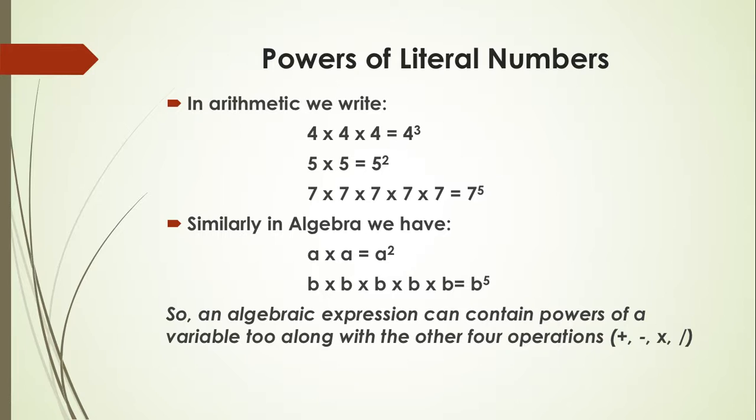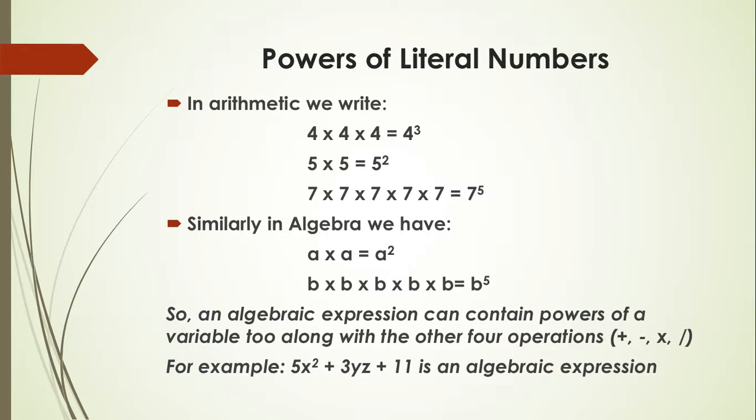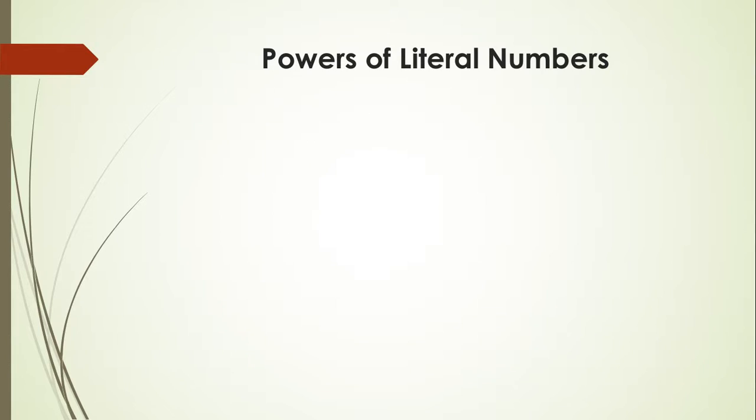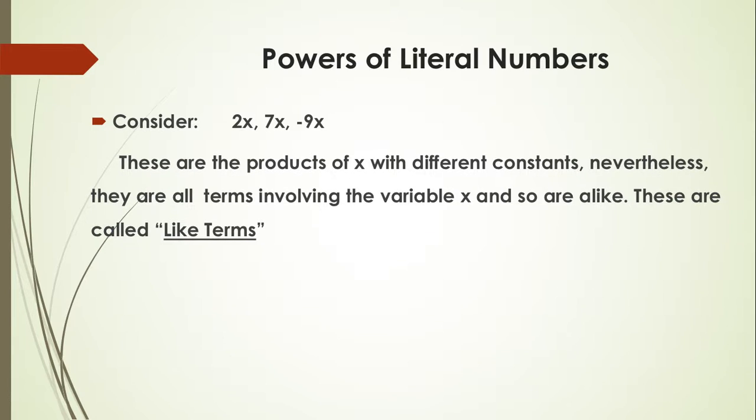So an algebraic expression can contain powers of a variable along with the other 4 operations, the plus, minus, multiplication, and division. For example, 5x squared plus 3yz plus 11 is an algebraic expression. Consider 2x, 7x, -9x. These are the products of x with different kinds of constants. Nevertheless, they are all terms involving the variable x, and so they're all alike, and we call them like terms.